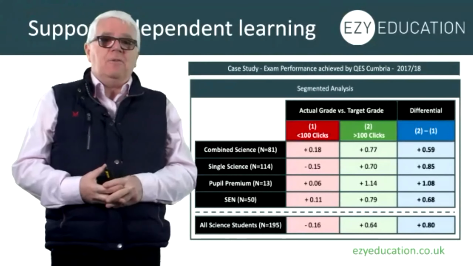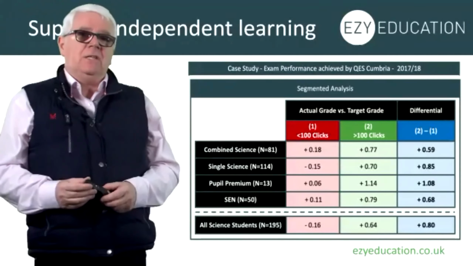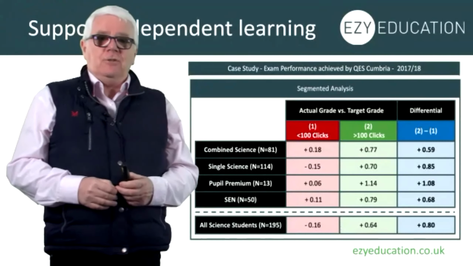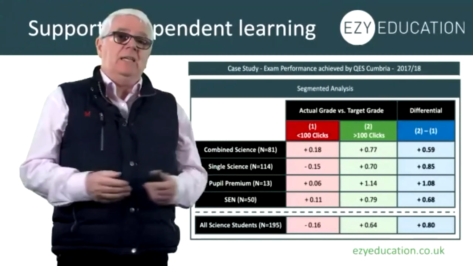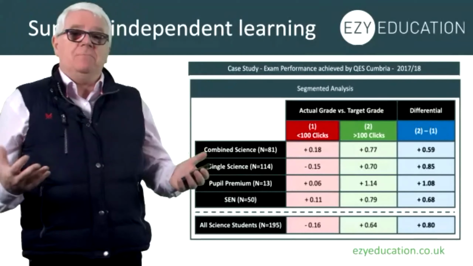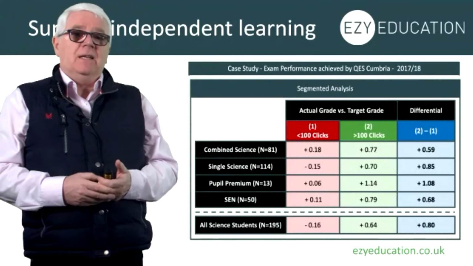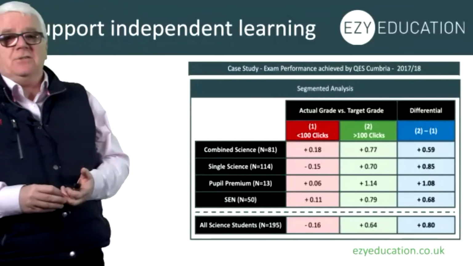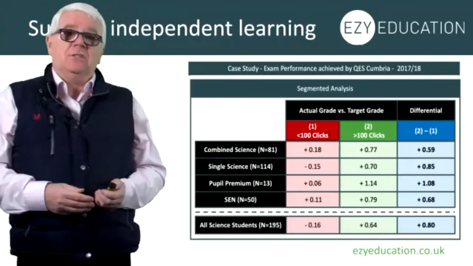And you can see the differentials in the column on the far side of this particular image. Overall, on average, for all of their science students, there were 195 of them examined that year, they effectively got almost a grade better each if they had worked hard on the system. And that's simply comparing the performance of those who didn't use the system to those who did use the system quite intensively.